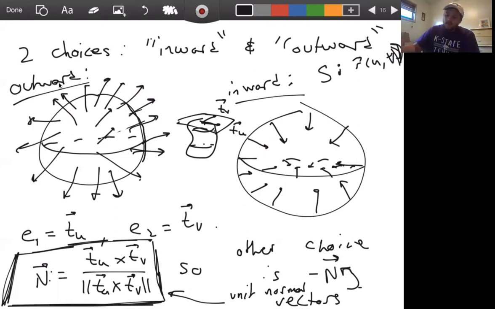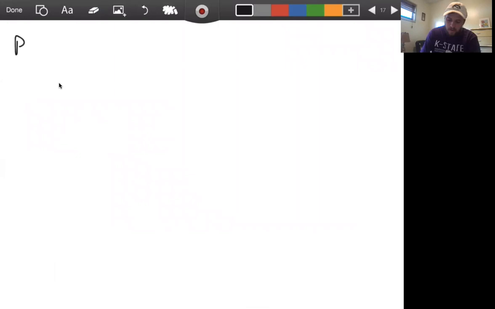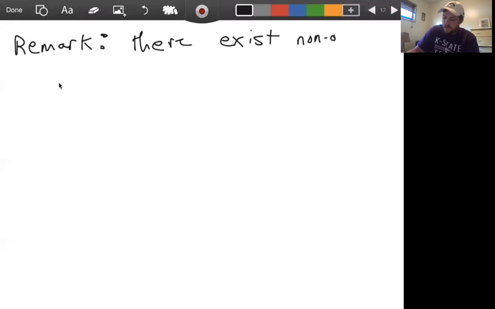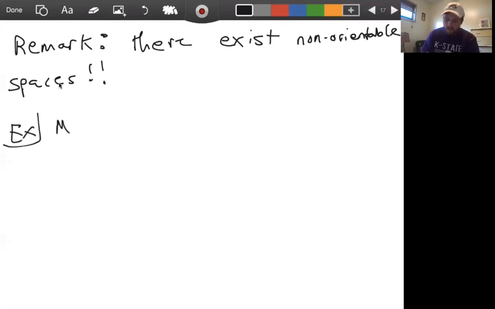Okay, I do want to quickly make a remark, that there exist non-orientable spaces. I think non-orientable spaces are very interesting to examine. The first and maybe most famous example of a non-orientable surface is a Mobius strip. So, example: a Mobius strip.